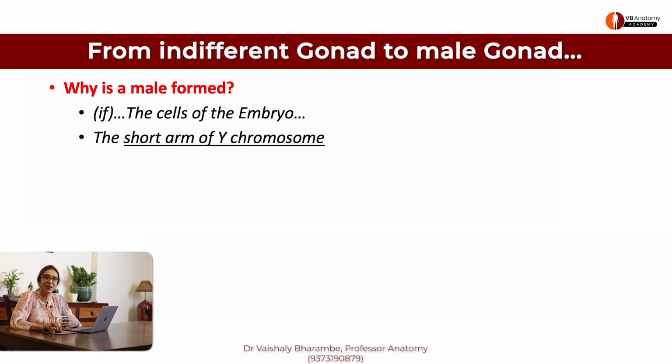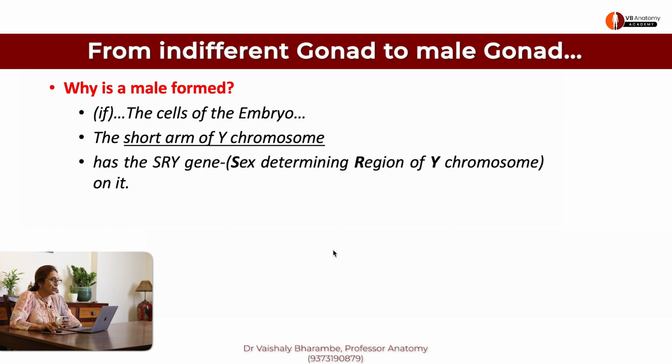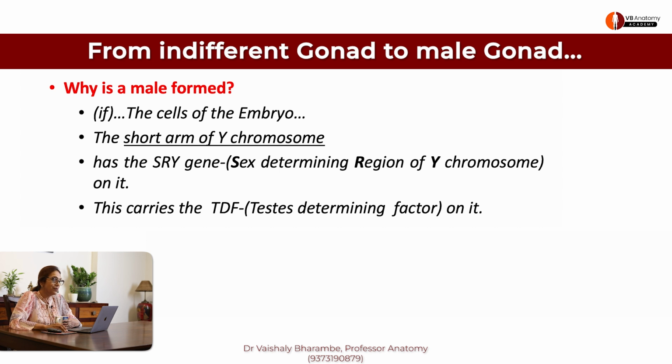It will know because every cell of this embryo, if it has a Y chromosome, it has on the short arm of that Y chromosome, there is something called an SRY gene. Sex determining region of Y chromosome, SRY. This SRY gene produces a testis determining factor. A factor that's going to be active at this point and therefore result in production of testes.